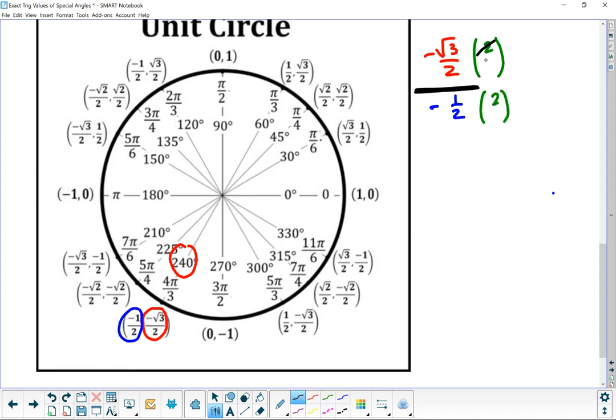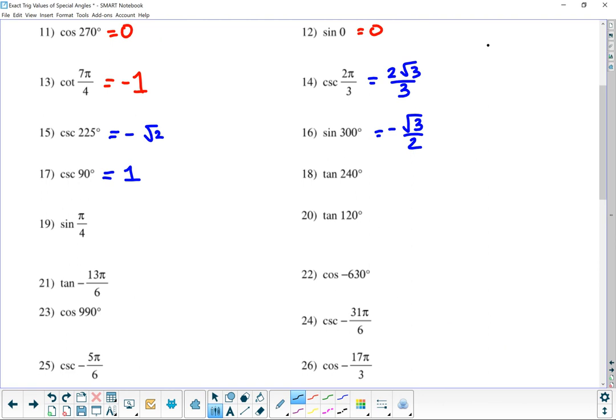You can go ahead and cancel the 2 from the diagonals, and you will be left with negative radical 3 over negative 1. And negative divided by negative is positive, and radical 3 divided by 1 is just radical 3. Right? So your answer for that tangent of 240 is going to be radical 3. Nope, no negative because the negatives cancel out. Okay, almost done. Two more.